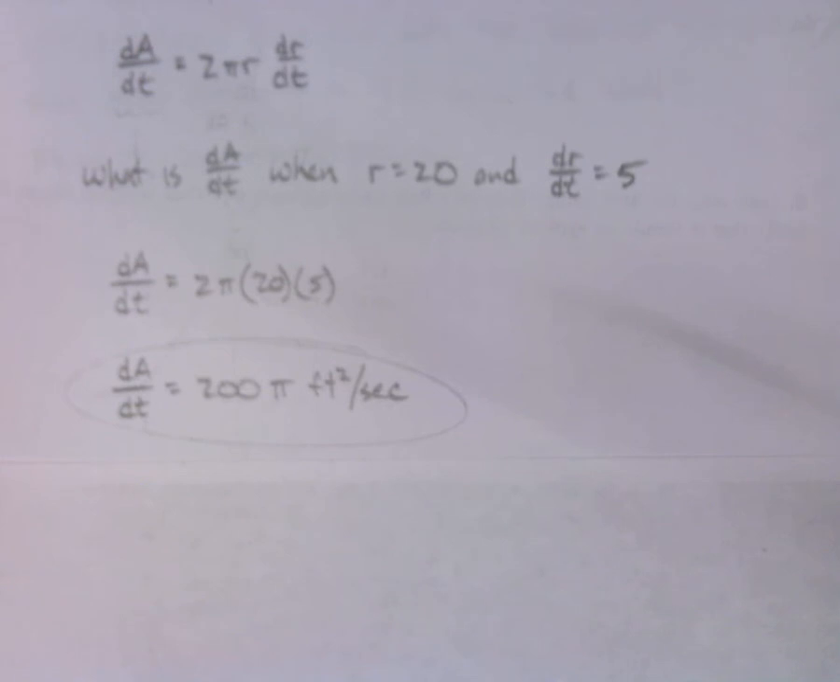200 pi feet squared per second. You could even multiply the 200 and pi and round your answer as a decimal. Nothing wrong with that either. Okay, so we got it. As the radius gets bigger, the area is increasing. And there we have it. At that moment, the area is increasing at 200 pi feet squared per second.